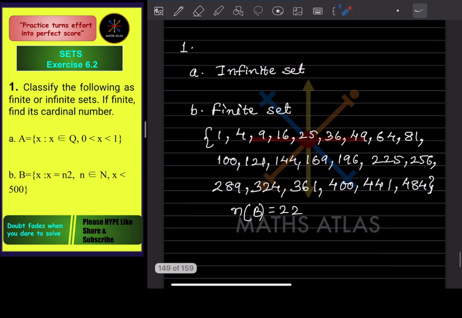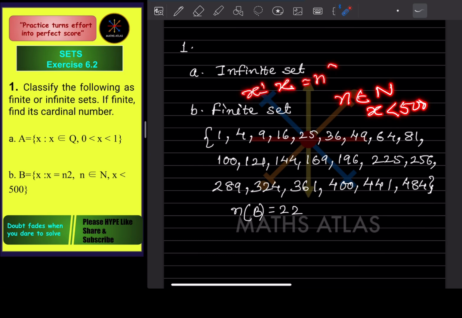X is such that x is equal to n square, where n belongs to N and x is less than 500. So x is equal to n square, and n is a natural number. The natural numbers always start with 1. So 1 square is 1, 2 square is 4, 3 square is 9, 4 square is 16, 5 square 25, 6 square 36, 7 square 49. So it goes on.